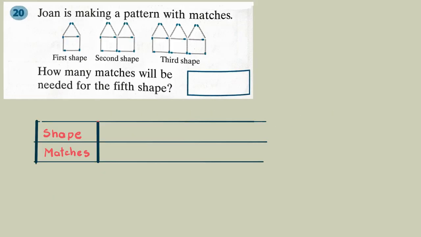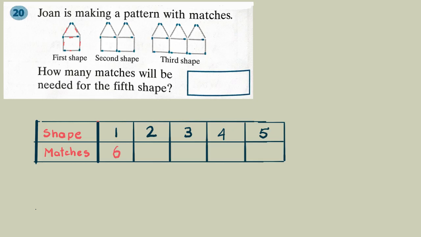So Joan is making a pattern with matches. How many matches will be needed for the 5th shape? I would like to put it into a table with shape 1, shape 2. Now we need to count the matches. The first one is 1, 2, 3, 4, 5, 6. 6 matches for the first one.